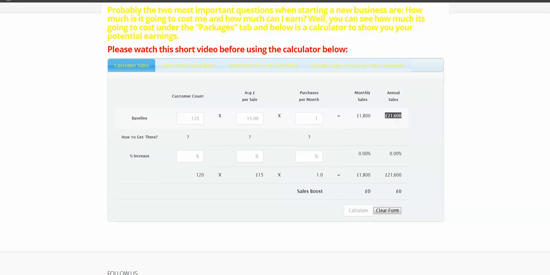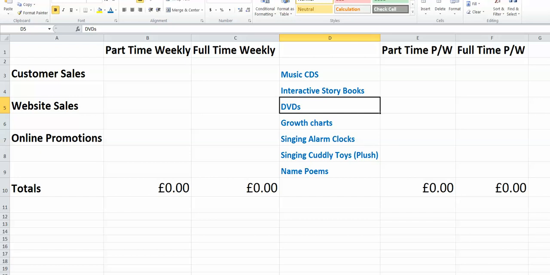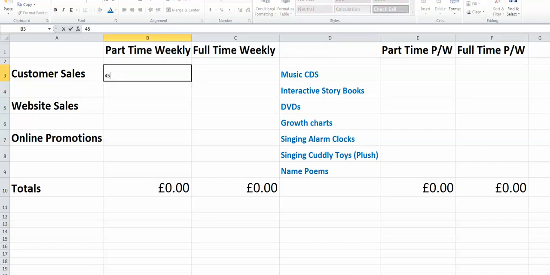Now that's just selling 10 each of our CDs per week. So let's go back to our little spreadsheet and put those figures in. Now £1,800 on a part-time weekly basis divided by 4 weeks would be £450 a week. So let's put in that figure of £450 there.